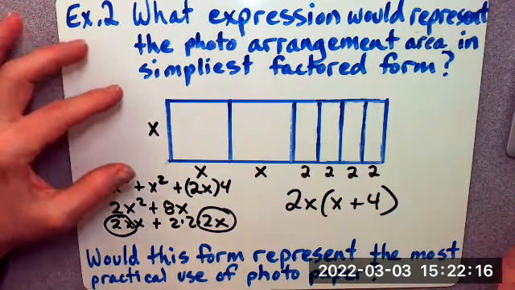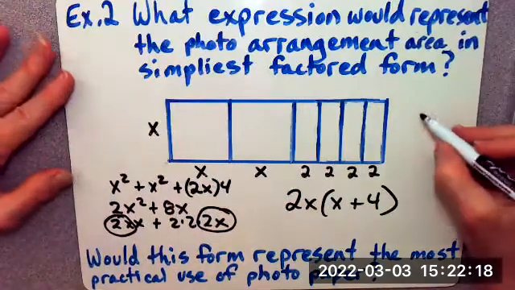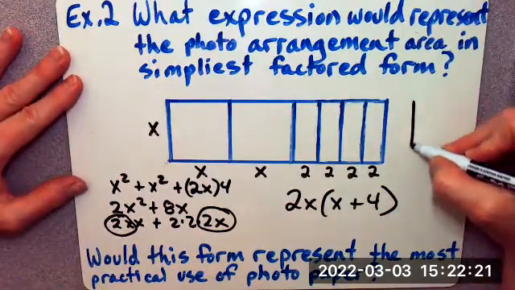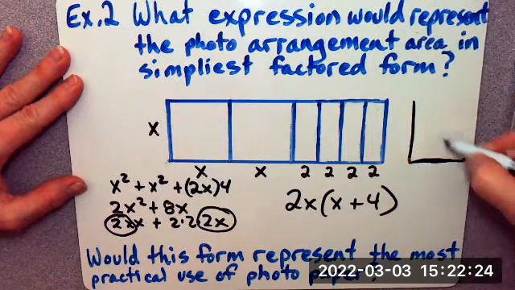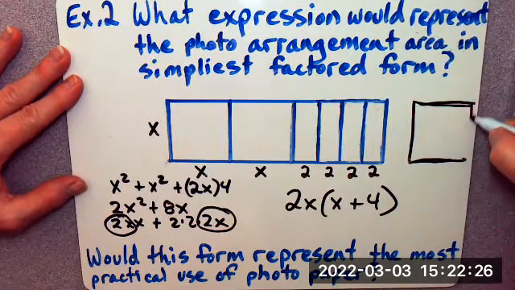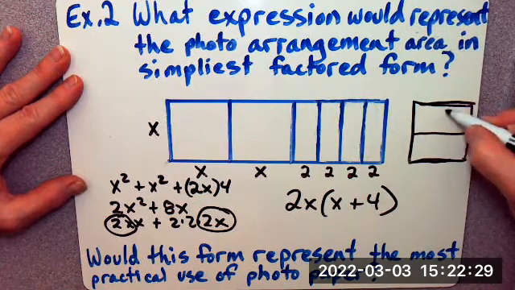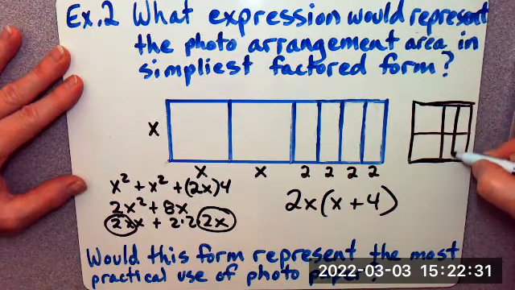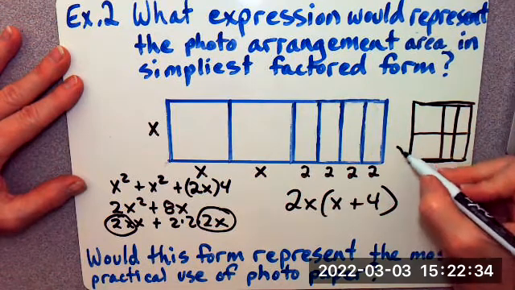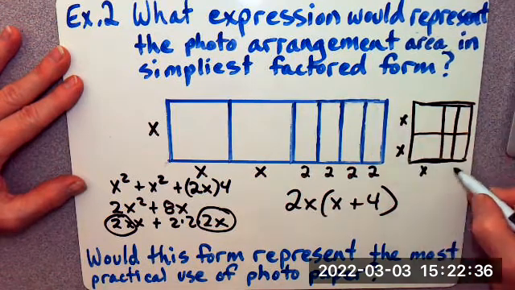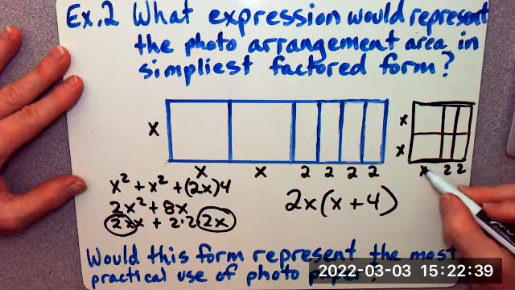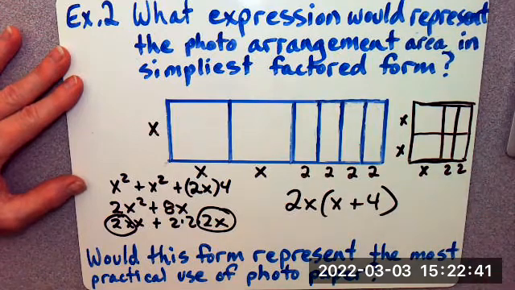So what that suggests is it might be better to arrange this. I'll do this on a very small scale. So it might make more sense if we arranged it like this, where we had x, x, x, and then this was 2 and 2. So that would be a more practical use of your photo paper. So if we tried to print out our photos like that, it might not fit on one piece of photo paper.